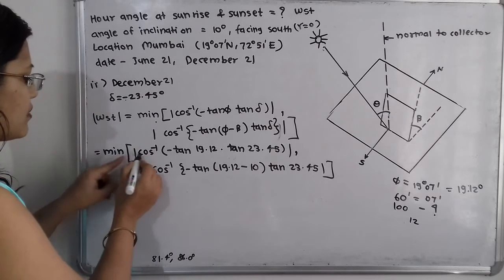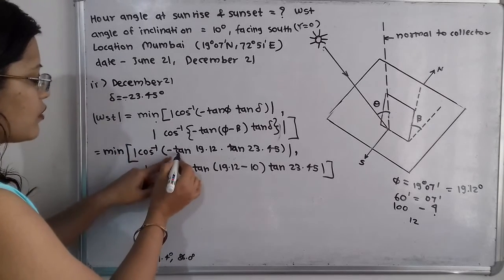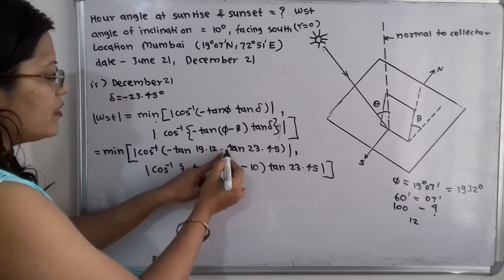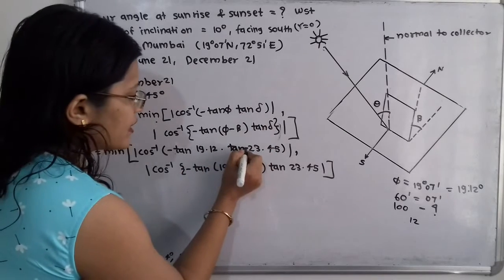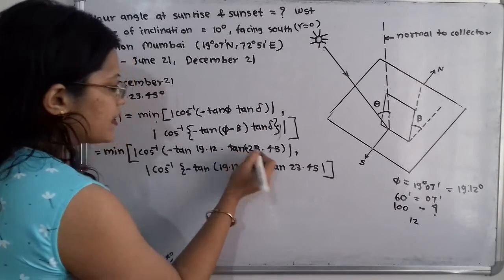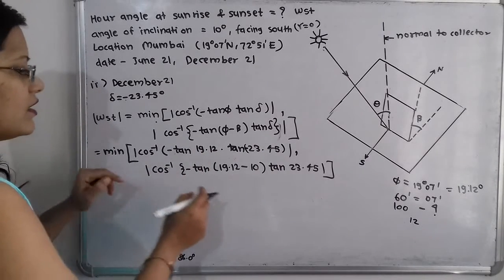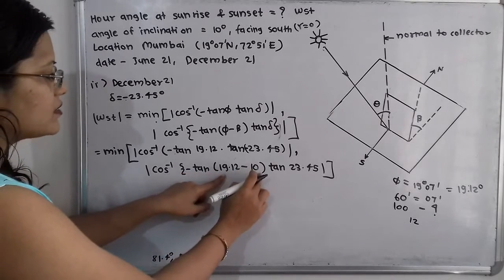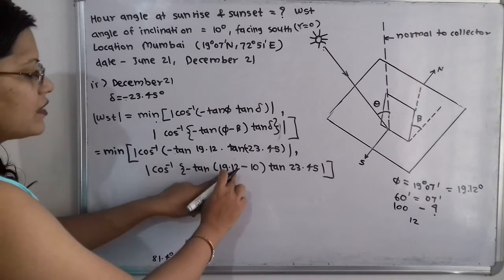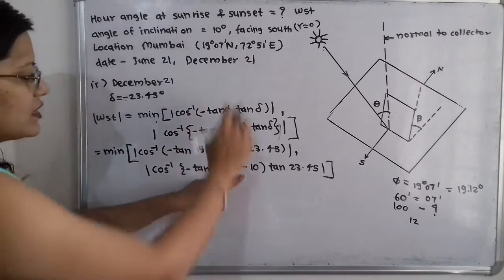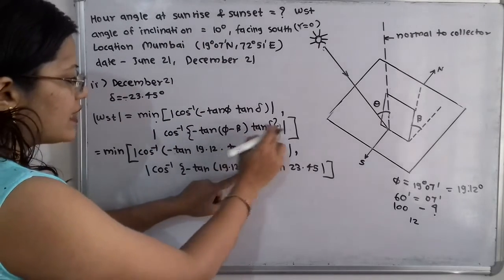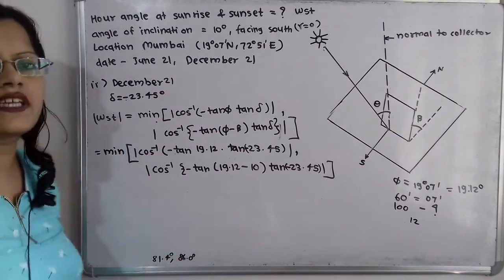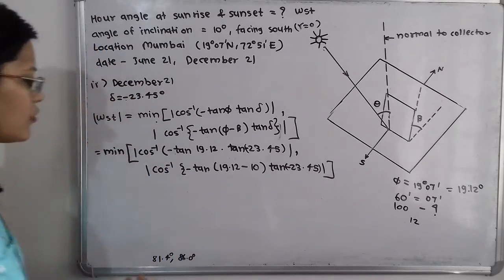First I will take the minimum of the first value, cos inverse of minus tan of phi, that is the latitude 19.12, into tan of delta. For delta we have to take the negative sign, so we take minus 23.45. Comma, next is cos inverse of minus tan of (phi minus beta), that is latitude phi 19.12 and beta, the angle of inclination, 10, into tan of delta, that is tan of minus 23.45, because here the delta is negative. So we have to calculate these two mods.